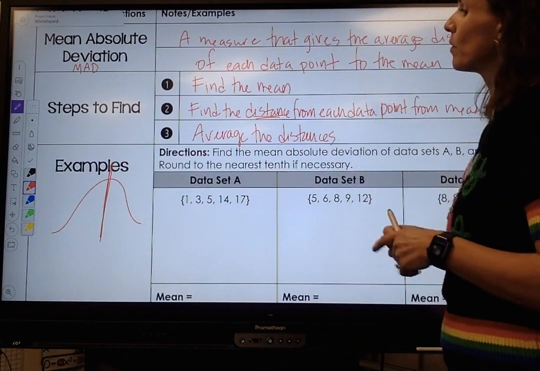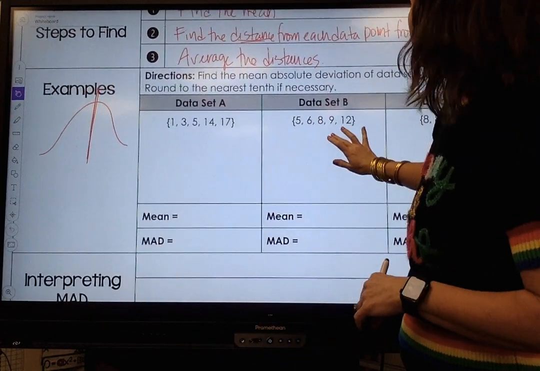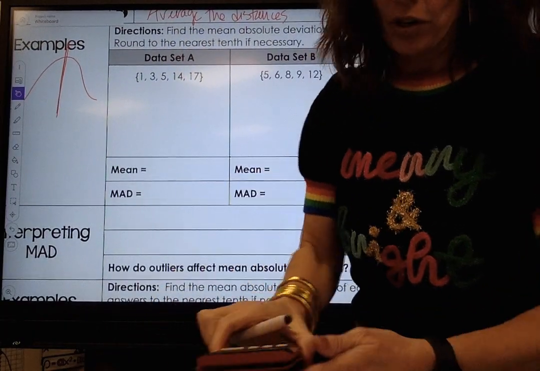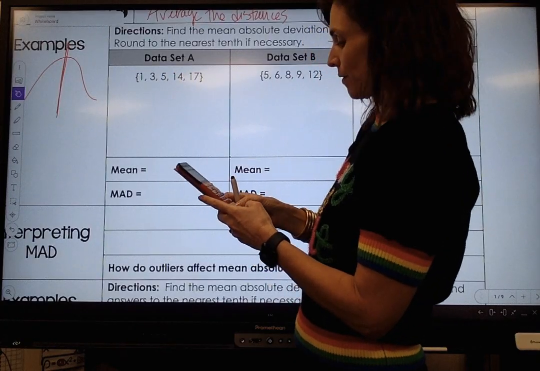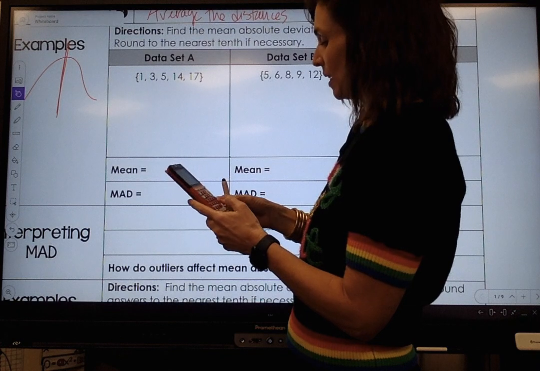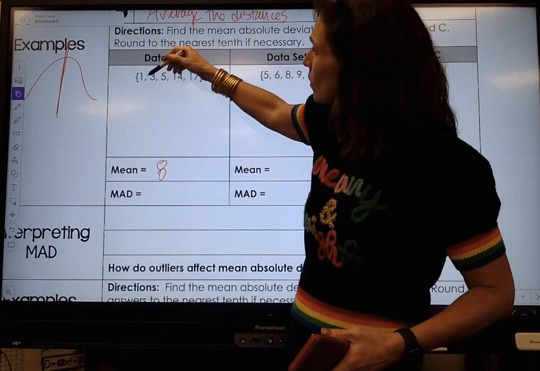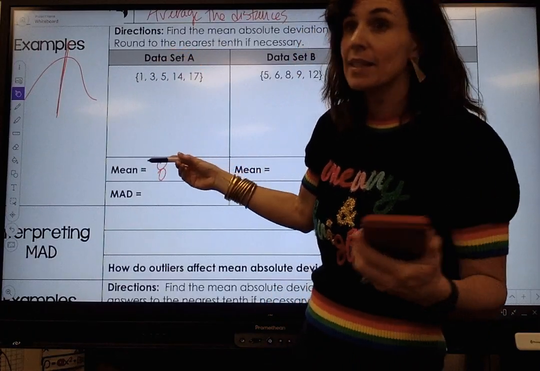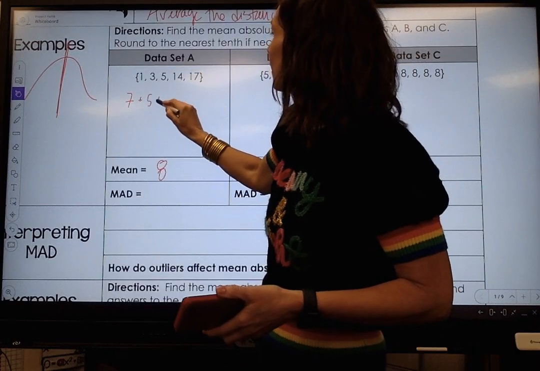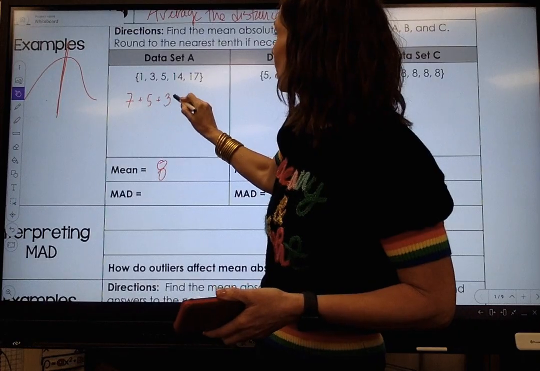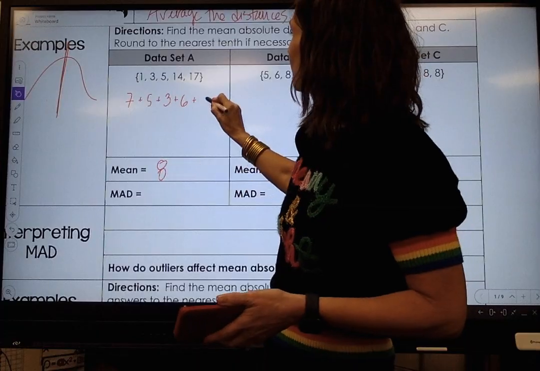Okay, so sometimes it's better to just look at an example. So let's take a look at data set A. Well, the first thing that we need to do is we need to find the average. So we're going to find the average of this data set. So 1 plus 3 plus 5 plus 14 plus 17, and I divide by 5, and we get the mean is 8, okay? So what is the distance from 1 to 8? It's 7. What is the distance from 3 to 8? It's 5. The distance from 5 to 8 is 3. The distance from 14 to 8 is 6. And the distance from 17 to 8 is 9.